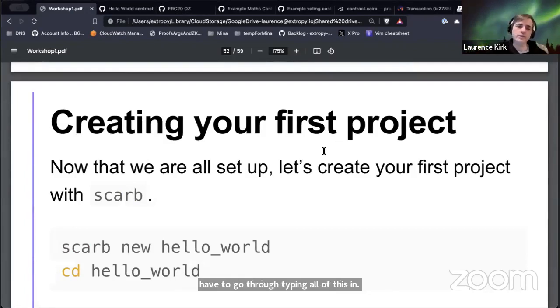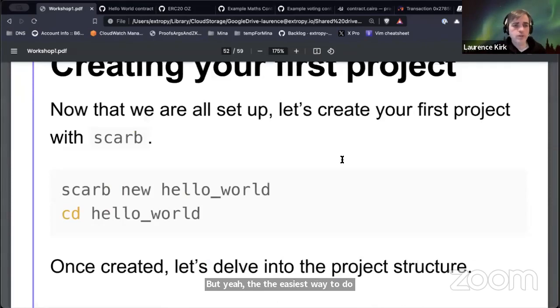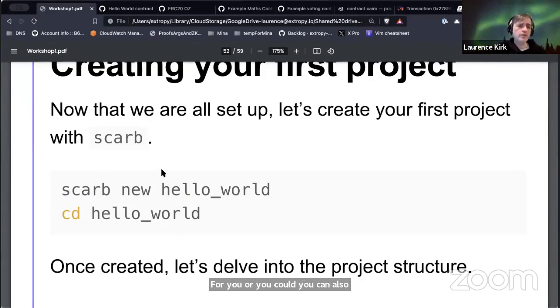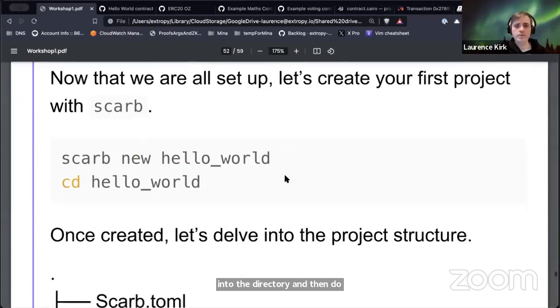But the easiest way to do this initially is to use Scarb. So go back and make sure you've got that installed. I showed you there's a couple of ways to do that. You could use ASDF or you can just install it directly. But either way should work quite readily. And Scarb really is very similar to Cargo if you're familiar with Rust. So you can do Scarb new and then a project name and it will create a project for you. Or you can also create a directory, go into the directory and then do Scarb init, and that will do the same thing. So you've got a couple of ways to do that.